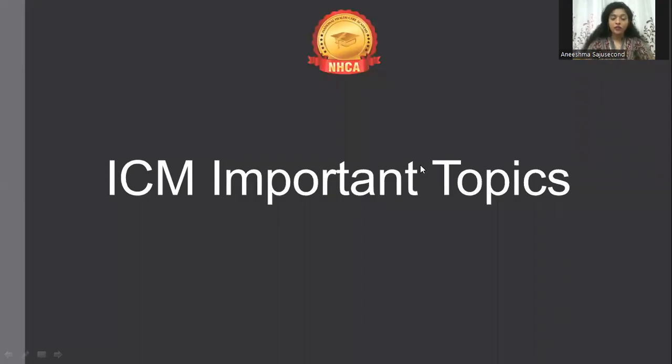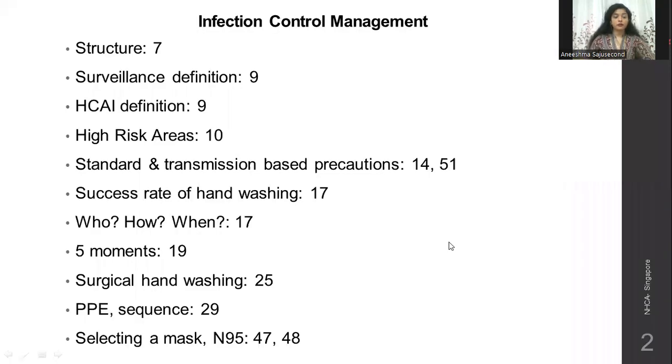Infection control and prevention management subject course, important topics, along with the page numbers. Initially, the structure of the infection control committee, who are the chairperson, secretary, all those structures you have to be clear about. And then surveillance, definition of surveillance on page number 9. Healthcare associated infection definition, again page number 9. Read that, underline it as important.